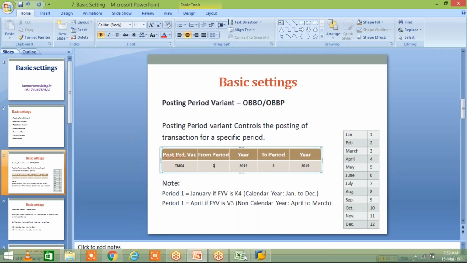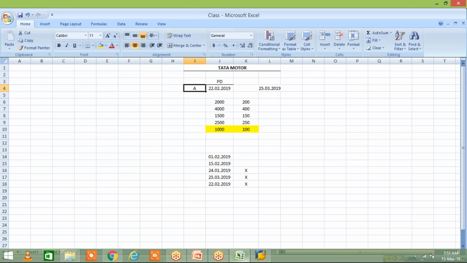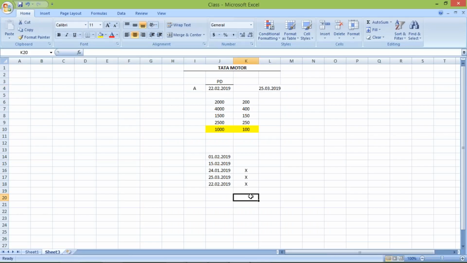Now, I'll just do one thing, guys. First of all, what is happening? We have to define this. First of all, we have to define a posting period variant. Okay, now there is one more thing which may come to your mind. What is this variant? Simply say posting period, simply say fiscal year or financial year. What is this variant? Posting period variant, fiscal year variant.